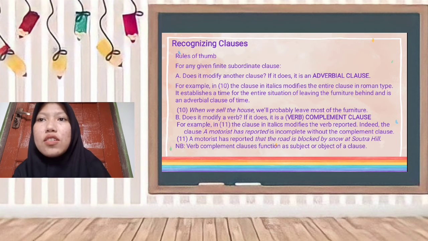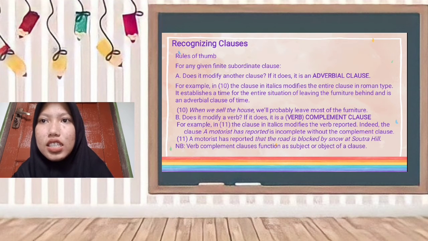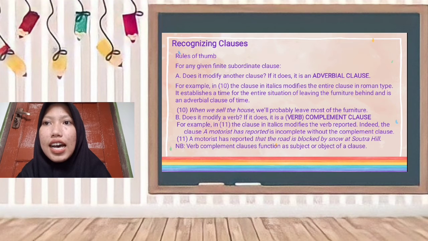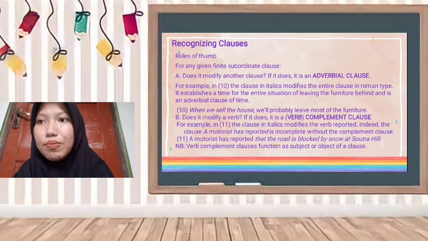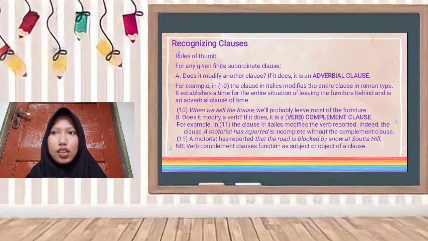B. Does it modify a verb? If it does, it is a verb or complement clause. For example, in number 11, the clause in italics modifies the verb report. Indeed, the clause a motorist has reported is incomplete without the complement clause. Number 11. A motorist has reported that the road is blocked by snow at Sautra Hill.